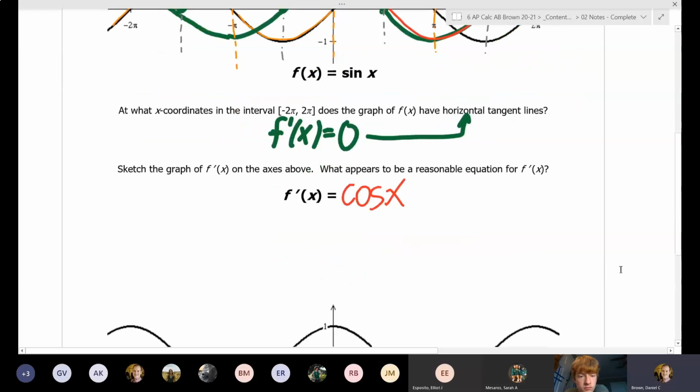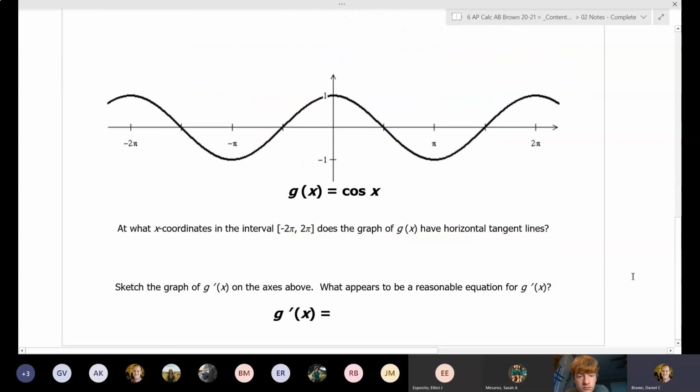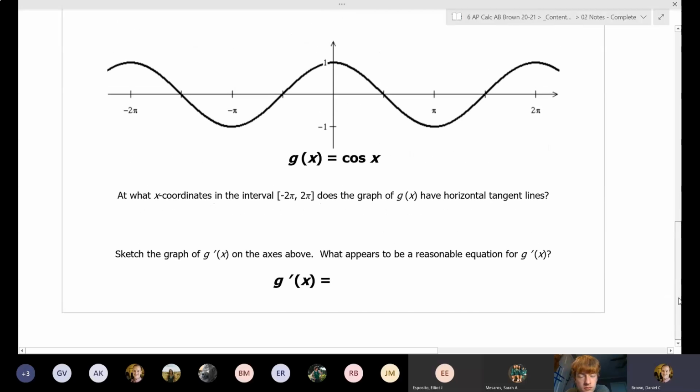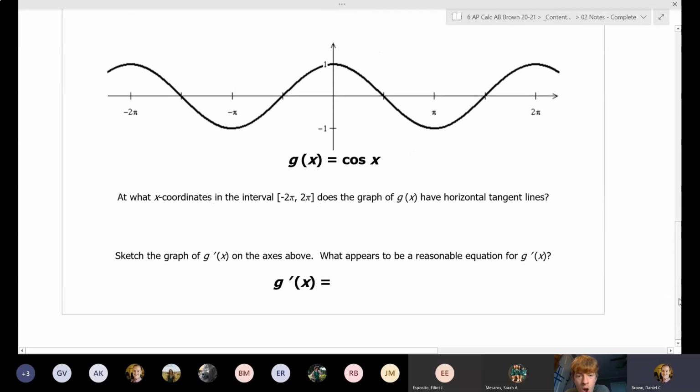So go ahead, just for practice, I'll give you just a little bit because it is very similar to the one we just did. This is the graph of cosine. I'm going to call it G. I want you to use that graph to draw in what G prime is going to look like.